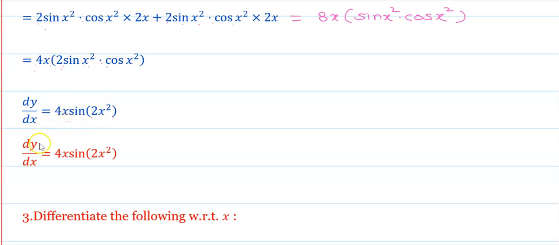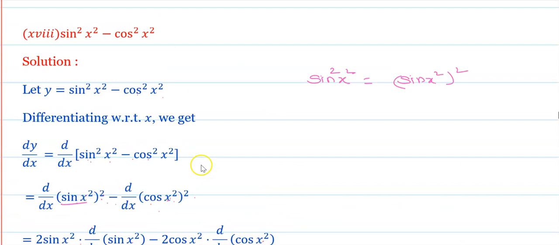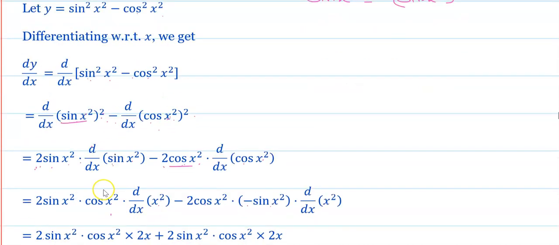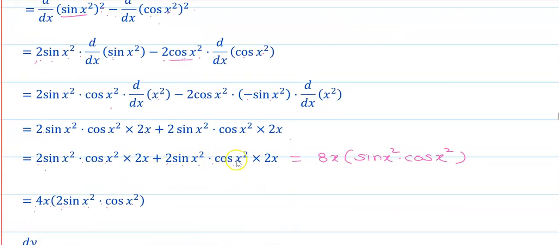4x is as it is, and hence dy by dx is equals to 4x sin of 2x square. This is the answer. You can look again. First we find the derivative of the power, then the derivative of sin, then the derivative of x square, in this way. We find the derivative three times here: first power, then sin, then x square. And lastly, the normal simplification.